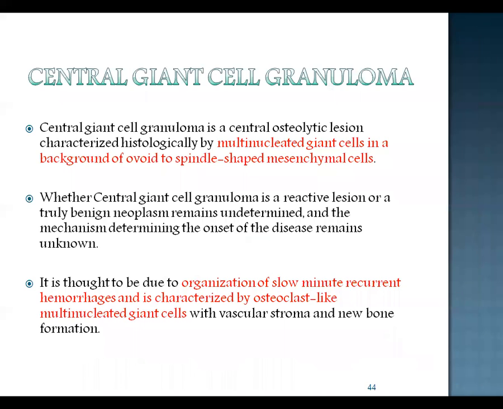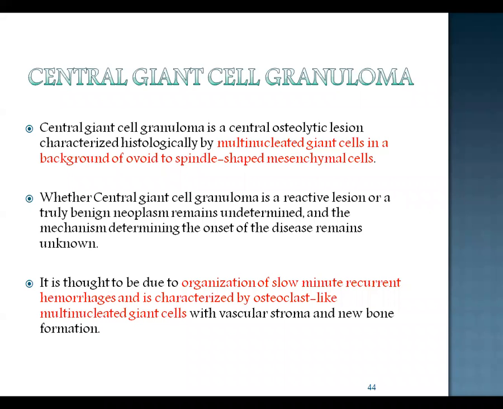Next benign connective tissue tumor is the central giant cell granuloma. It is a central osteolytic lesion characterized histologically by multinucleated giant cells in a background of ovoid or spindle-shaped mesenchymal cells.